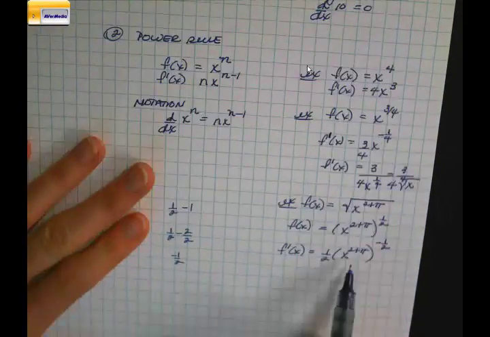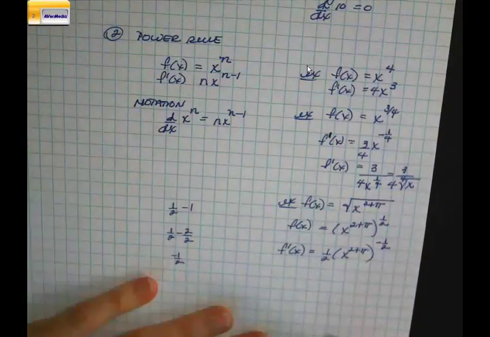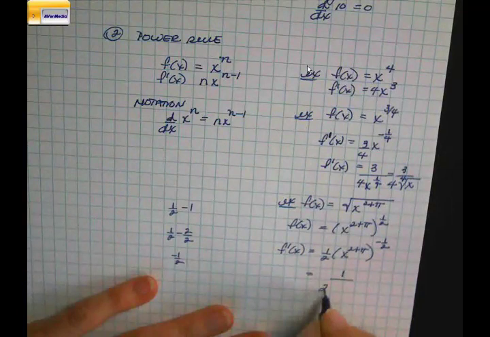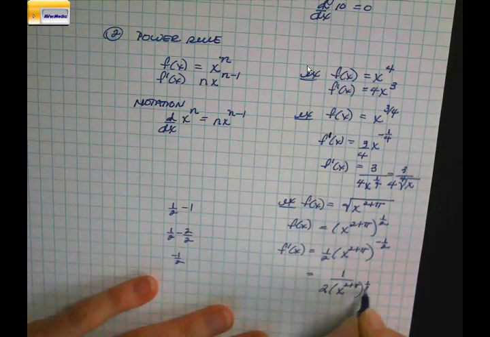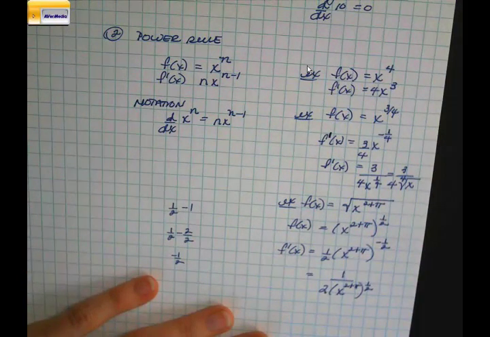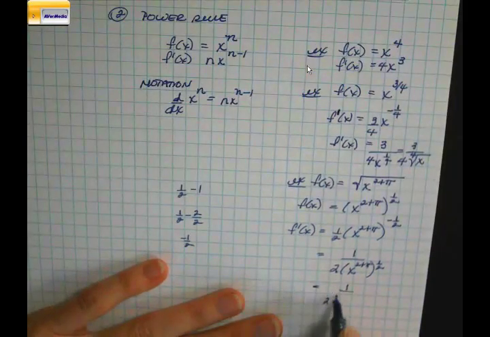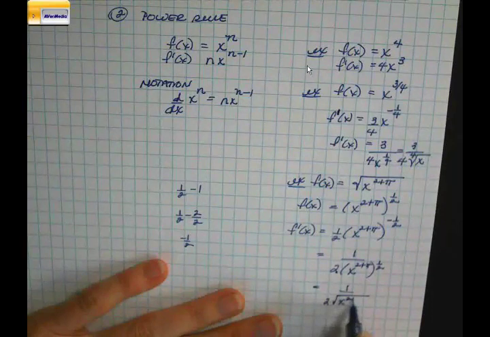Well, of course, this isn't going to fly for an answer. You never put a negative exponent in your answer blank, right? So this is 1 over 2 times x to the 2 plus pi to the positive 1/2, which is 1 over 2 times the square root of x to the 2 plus pi.